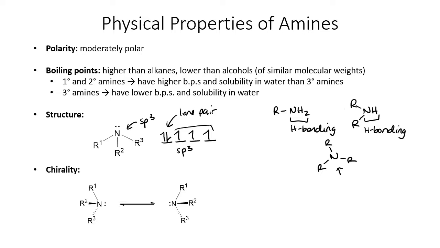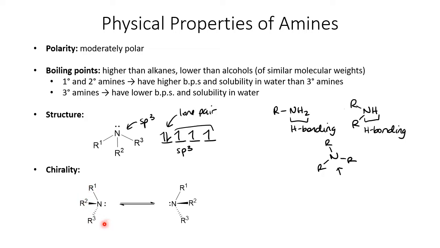And last, we'll talk about chirality. So we learned with carbons that carbon can be chiral if it's attached to 4 different things. Now, a nitrogen can also be chiral if it's attached to 3 different groups, and that's because the lone pair can count as the 4th group, and so if it's bound to 4 different things, it makes it chiral.